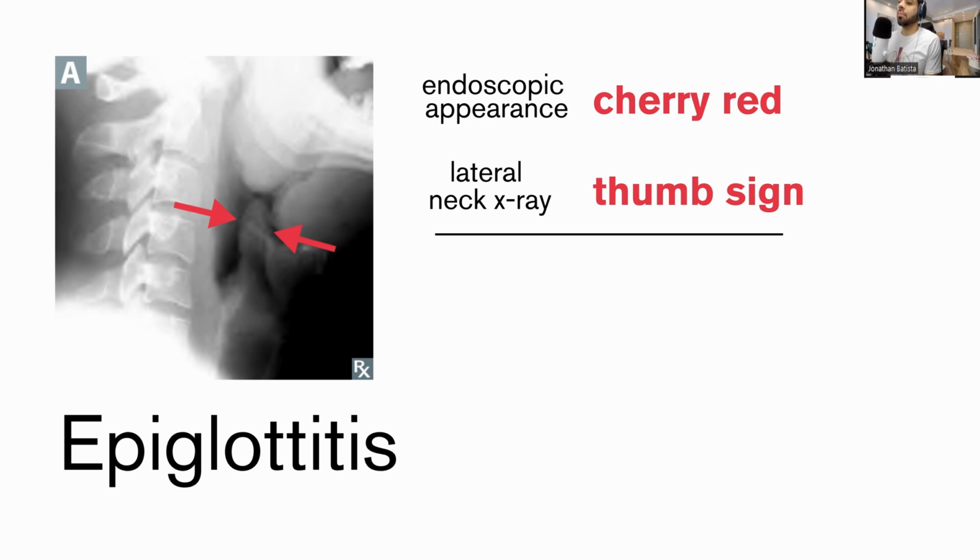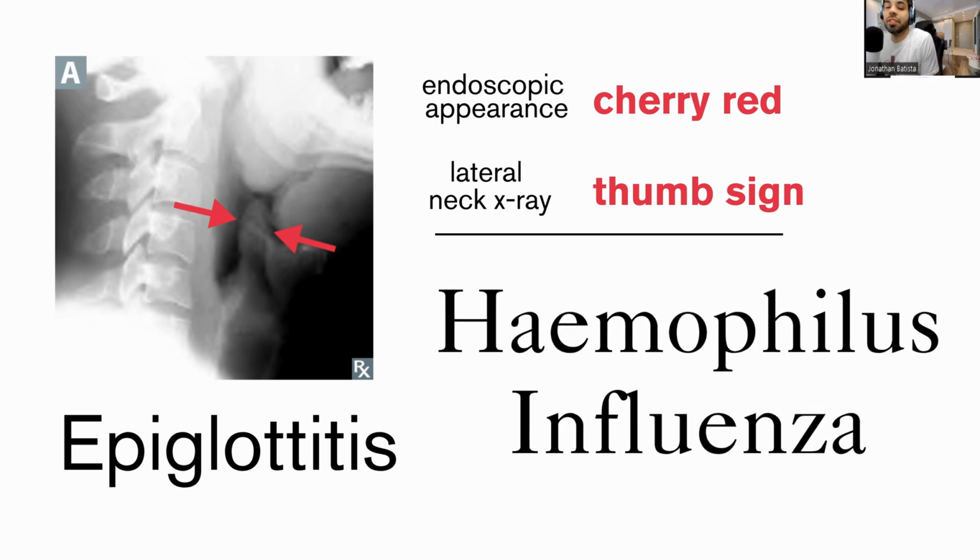Right. So last time we mentioned the thumb sign on the lateral neck x-ray, and then we said epiglottitis, right? That was like a giveaway for epiglottitis. And then I asked you guys what was the microorganism involved: Haemophilus influenzae. Just to emphasize a little more.